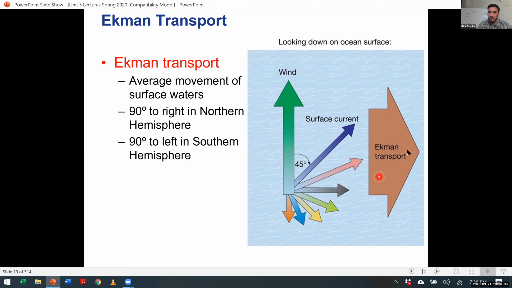And so Ekman transport says the surface waters want to move 90 degrees to the right of the wind direction in the northern hemisphere. I'm going to focus on the northern hemisphere because that's where we live, and the diagram behind me is a picture of the North Atlantic Ocean. That's what I'm going to be drawing for you today. So let's get to that drawing. Let me close this. Come on. You'll hear me click things.